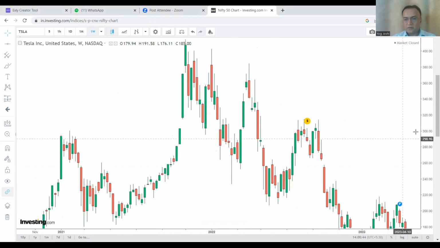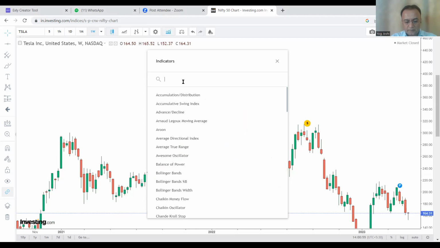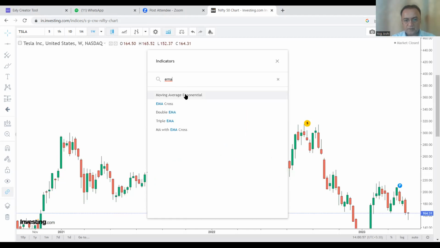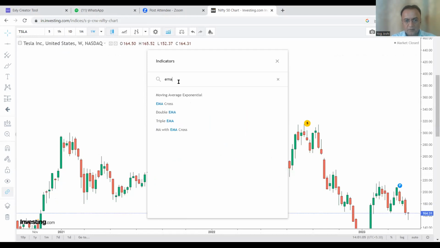Fine. So now we are going to apply the EMA cross. I am going to apply the 5 and 21 EMA cross. This comes under moving averages. What is the EMA cross? It's an EMA crossover.